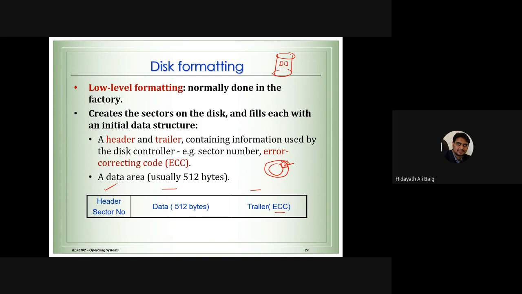So this is formatting. Who is doing this formatting? This is done at the factory level, which we call low level formatting. And when we have the disk, for example, in the computer, I'll just show you my screen.